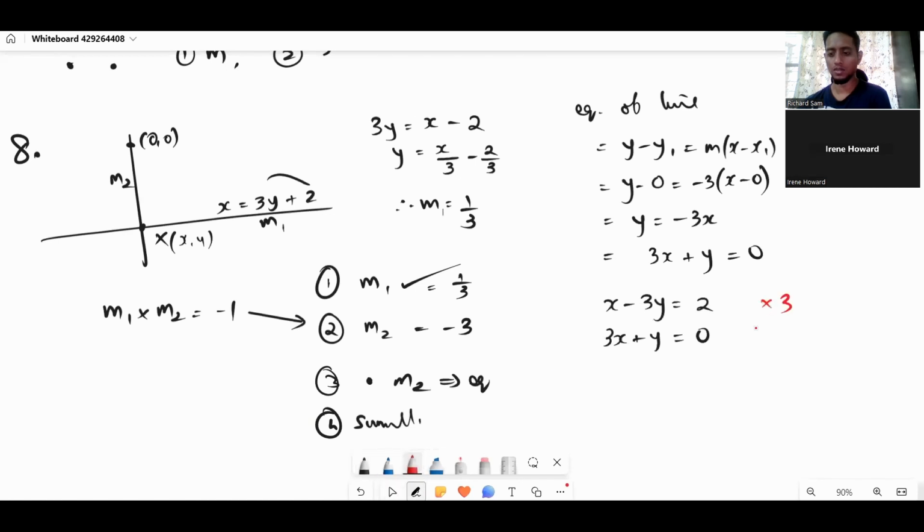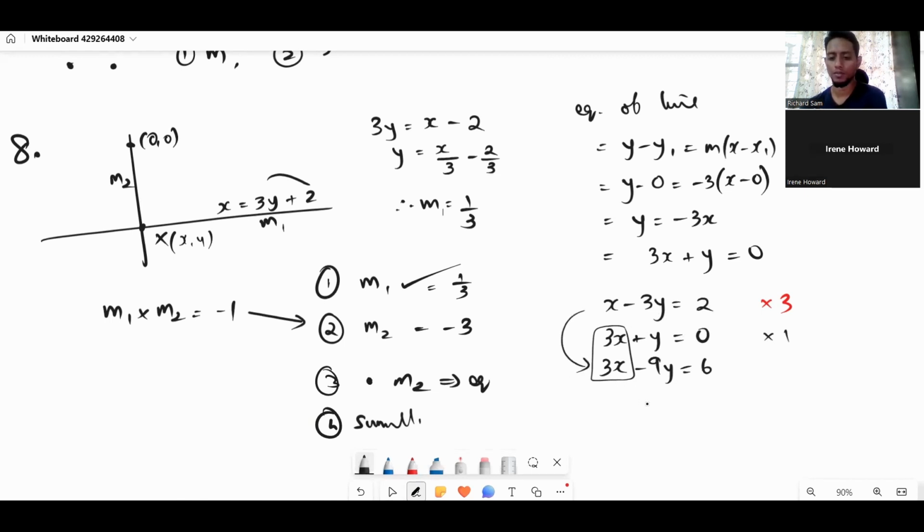Multiply the first equation into 3, that will be 3x minus 9y is equal to 6. Multiply anything to make something the same. Here the x terms are the same. Here you multiply into 1, meaning don't do anything. The aim is to make either the x term the same or the y term the same.